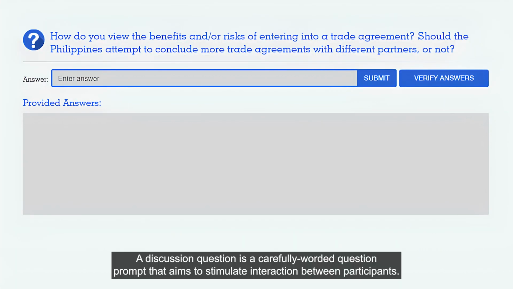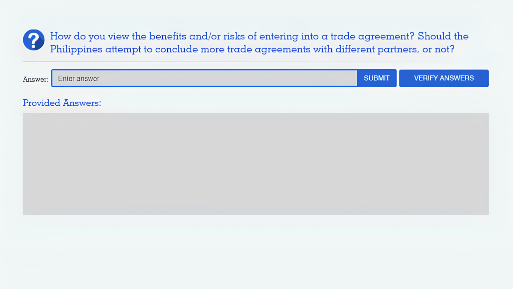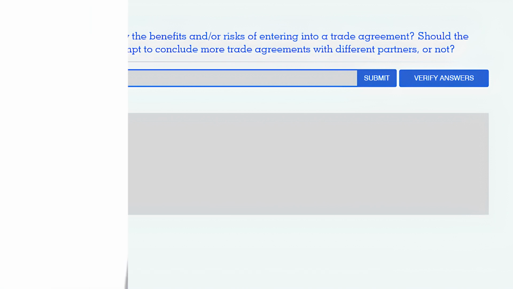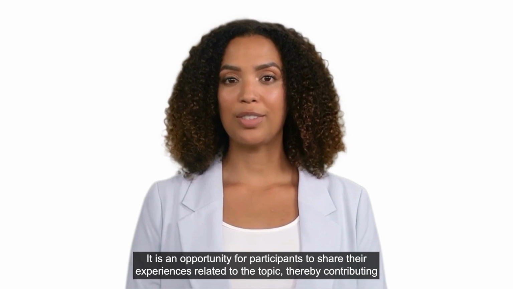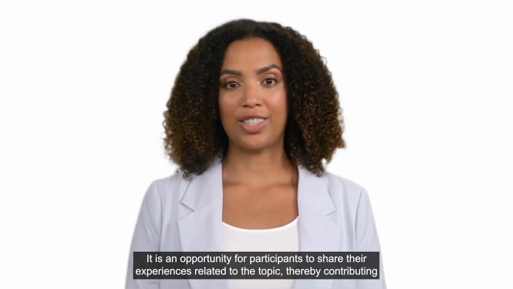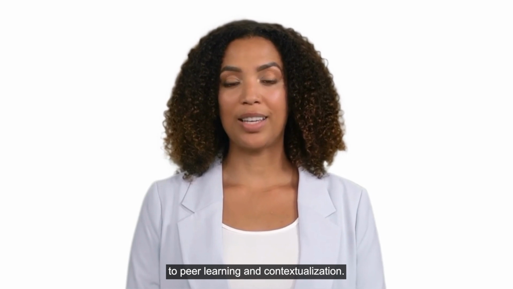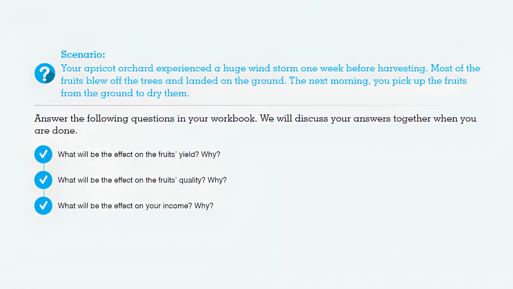A discussion question is a carefully worded question prompt that aims to stimulate interaction between participants. The question is phrased in such a way so that participants can express their opinion, have opposing views, and grapple with the topic at hand. It is an opportunity for participants to share their experiences related to the topic, thereby contributing to peer learning and contextualization.